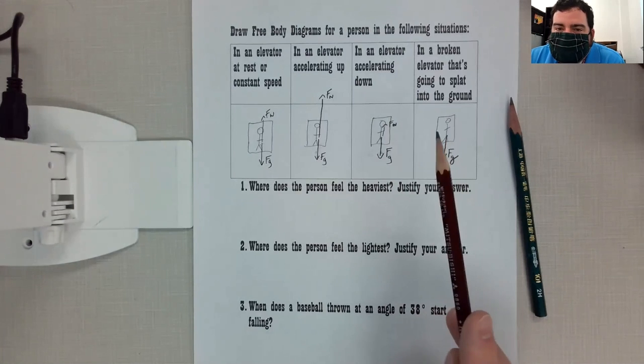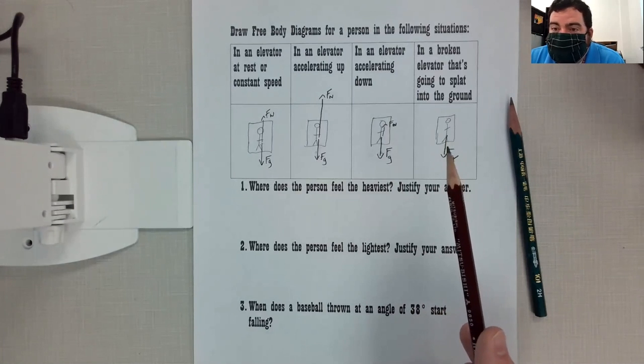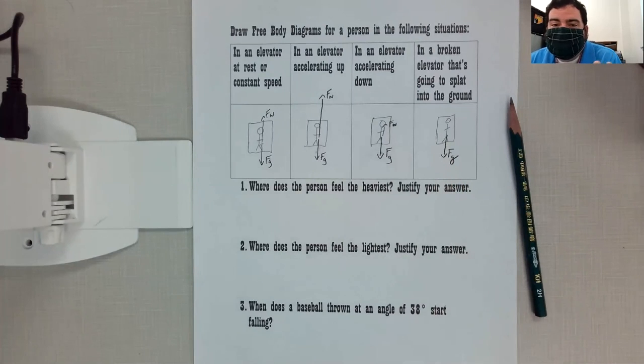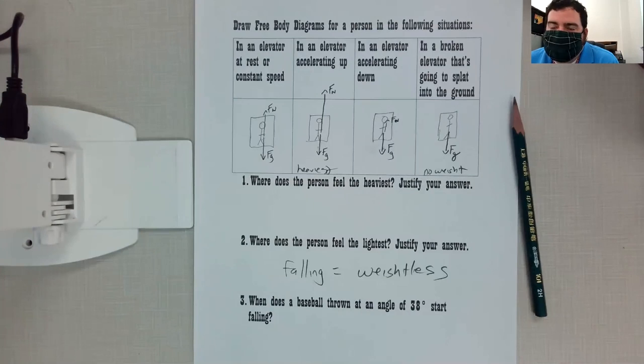You're not going to have any normal force because you're accelerating down at 9.8, and so is the elevator. It can't push you because it's falling too. So if you feel no normal force here, you feel weightless. So falling equals weightlessness. We are now on the verge of being able to link the big ideas of orbital motion and why somebody feels weightless.